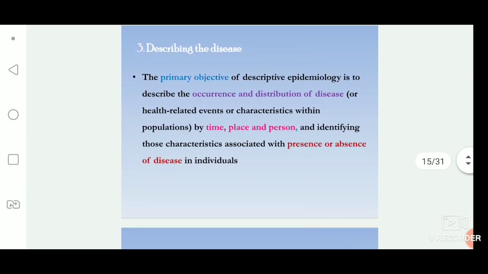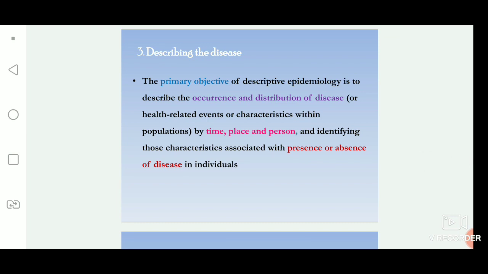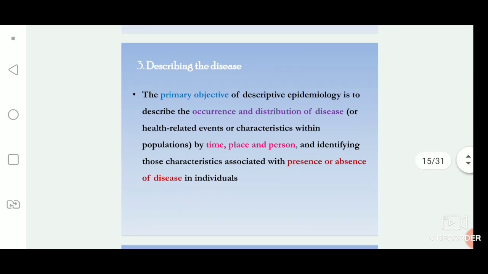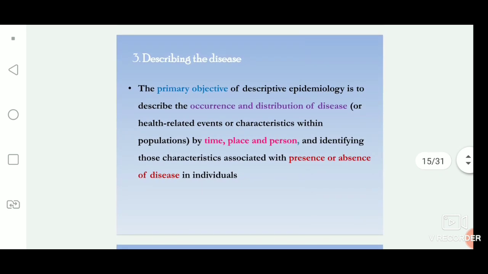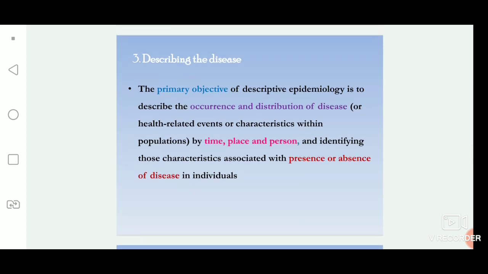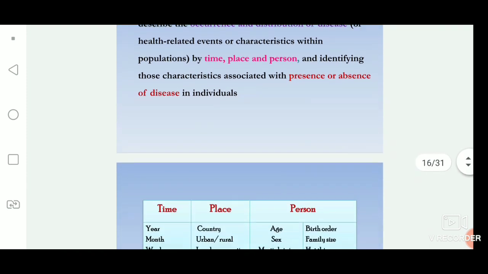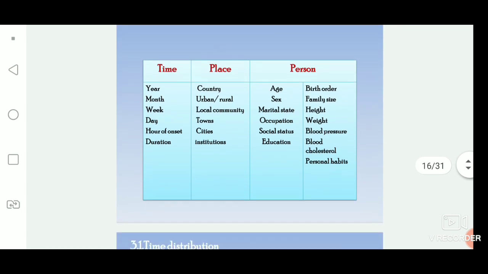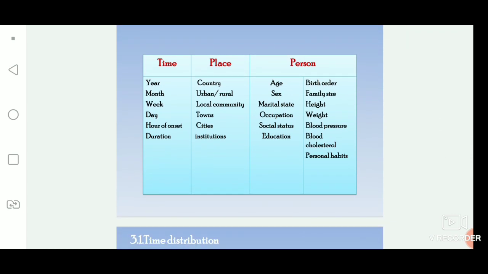Now after this, we go to describing the disease. The primary objective of descriptive epidemiology is to describe the occurrence and distribution of disease by time, place and person, and identifying these characteristics, whether it is present or absent in those populations or in those individuals with disease. So describing the disease is a primary objective. Now I have given you one slide here where we describe the disease in relation to time, place and person. Today we will deal with the time distribution.